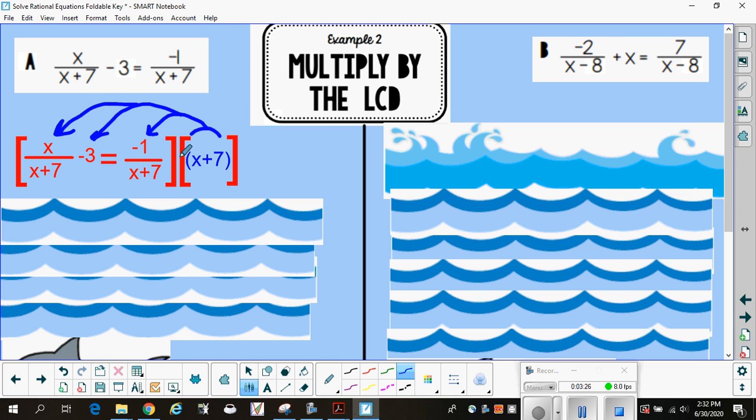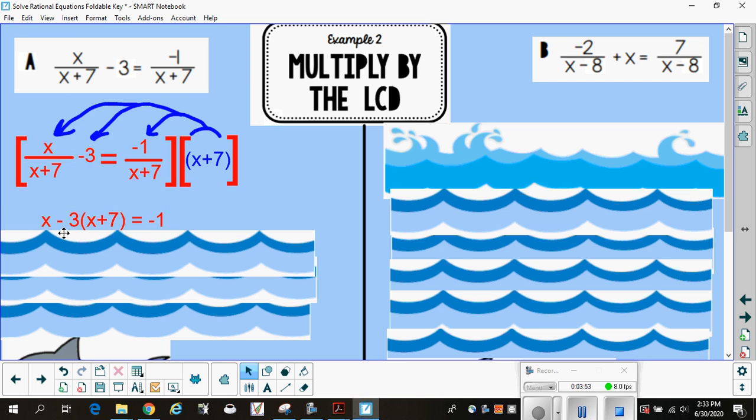Now the nice thing is when I multiply x plus 7 times x over x plus 7, notice these will cancel. Convenient, right? So those cancel, and that'll leave me with just the x. When I multiply x plus 7 times the negative 3, I'll distribute the negative 3 and get negative 3x minus 21. And finally, when I multiply this term, I'm going to get the x's to cancel again. So here, all set up.